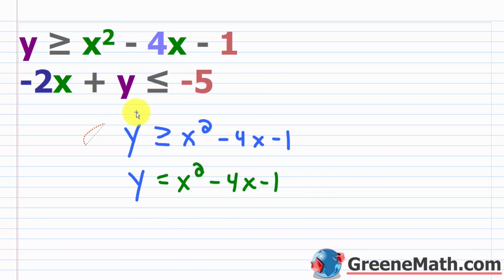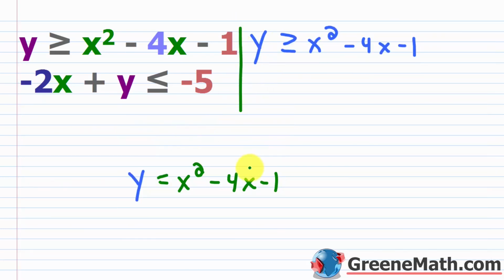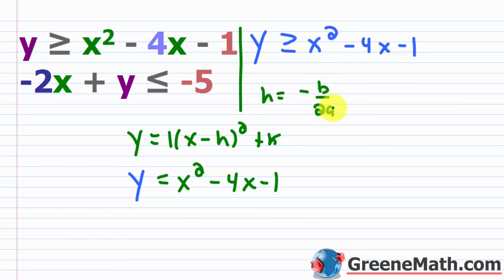To graph this, it's easiest to put it in vertex form. We already know how to do this at this point. So we would say y is equal to a, which in this case is 1, times the quantity x minus h squared plus k. Where does h come from? Where does k come from? h is what the vertex formula tells us: negative b over 2a. What is b? b is the coefficient on x to the first power. So the negative of negative 4 is 4. And then a is 1, so 2 times 1 is 2.